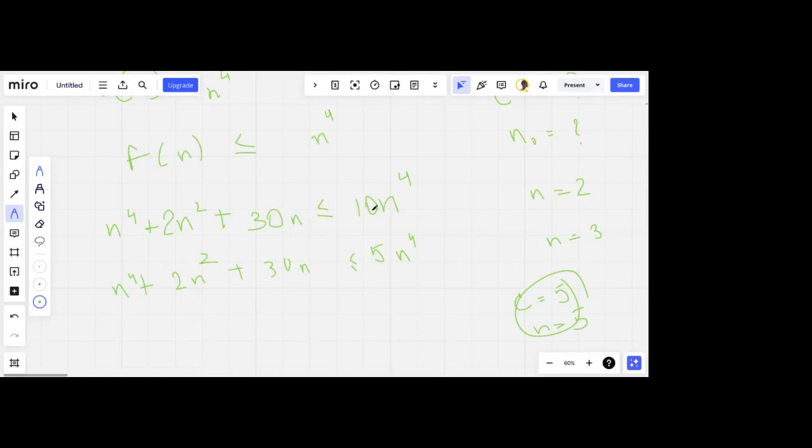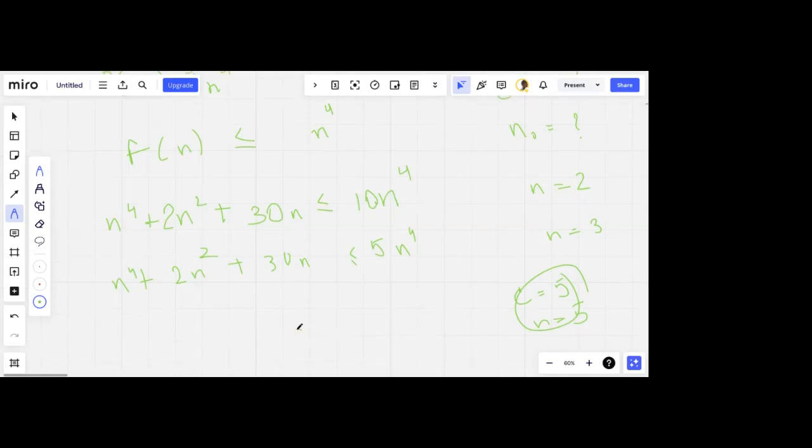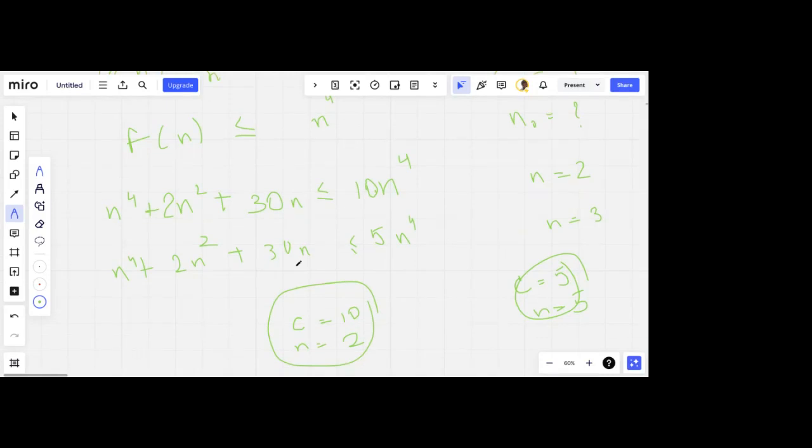But take n equal to 2. So this would be 16 plus 8, 24 plus 60, 84. And here it would be 160. So now this becomes correct, right? So when, let's say, c is equal to 10 and when n is equal to 2, then also this is correct, right?